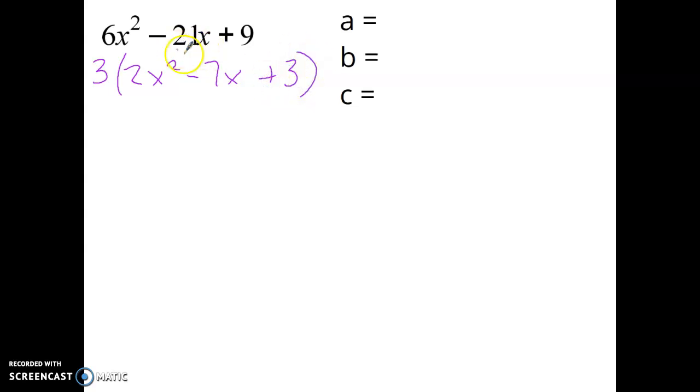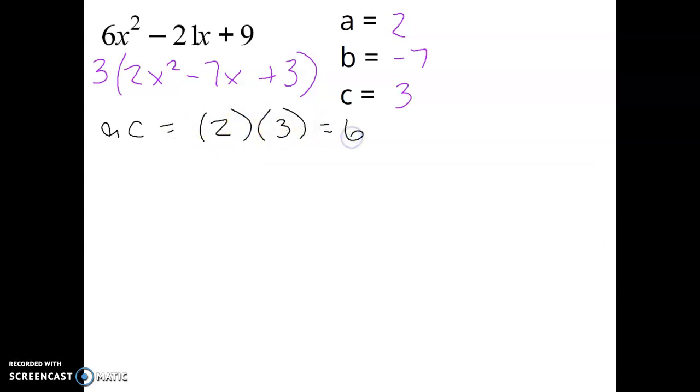Okay, so now when I get ready to identify A, B, and C, I want to look at this quadratic in the parentheses. I don't want to look at this one up here because I've changed it. I want to look at this one right here. So A is going to be positive 2, B is negative 7, and C is positive 3. Okay, now, what is our next step? All right, we're going to multiply A and C together. Okay, so let's do that. A is 2, C is 3, 2 times 3 is 6.